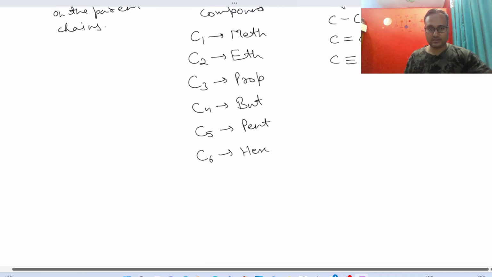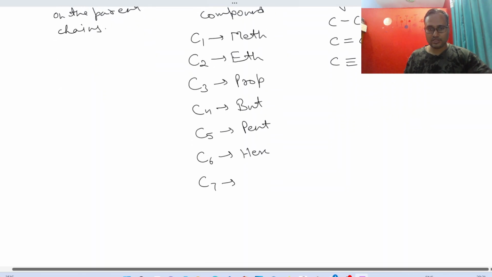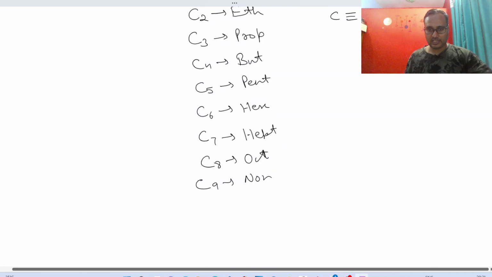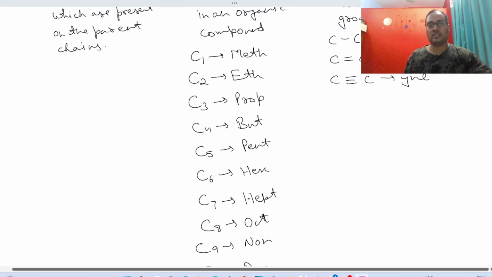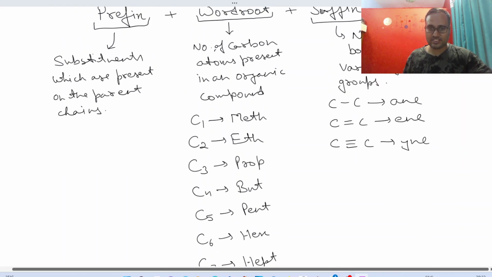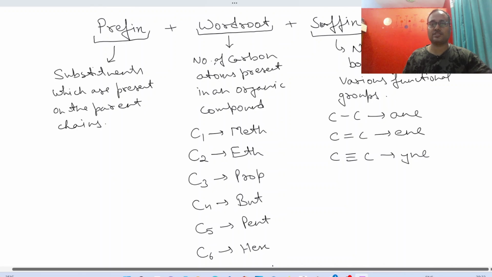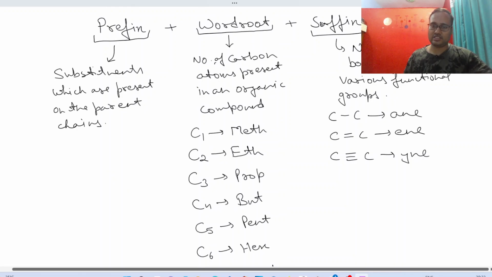For 7, we will write hept. For 8, oct. For 9, non. And for 10, it's dec. So these are the numbers of carbon atoms which are present in the parent chain, which we call the word root. Suffix is for single bonding, and prefix is the substituent.